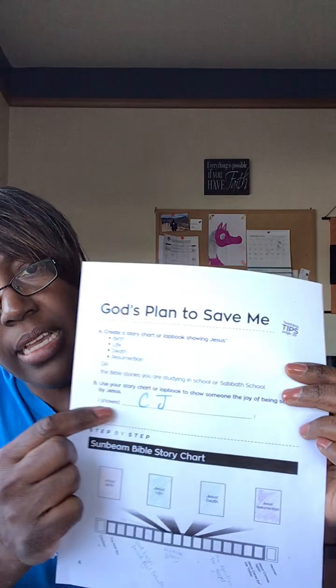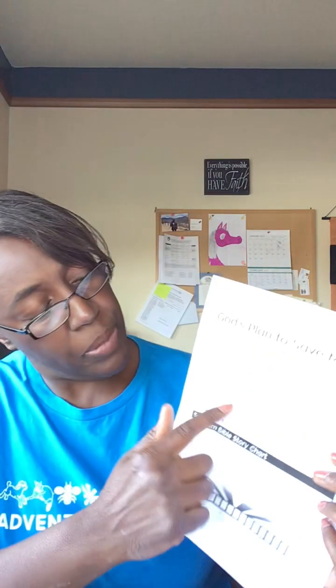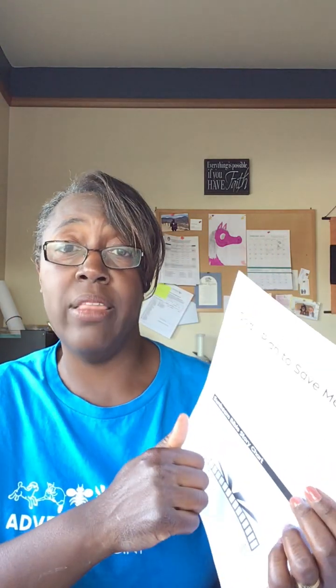Part B of this exercise asks you to use your story to share with somebody else. It reads, use your story chart or lap book to show someone the joy of being saved by Jesus. And there is a space here for you to write down who you shared the story with. I have written CJ. I have showed CJ this plan, God's plan to save me.